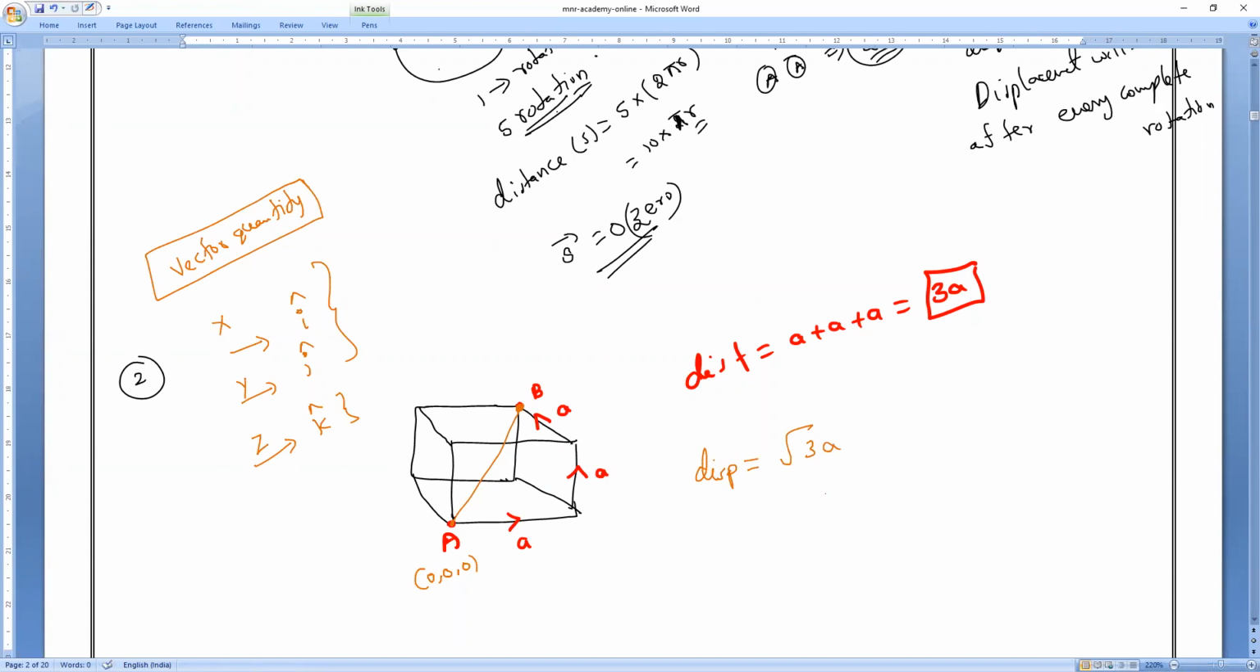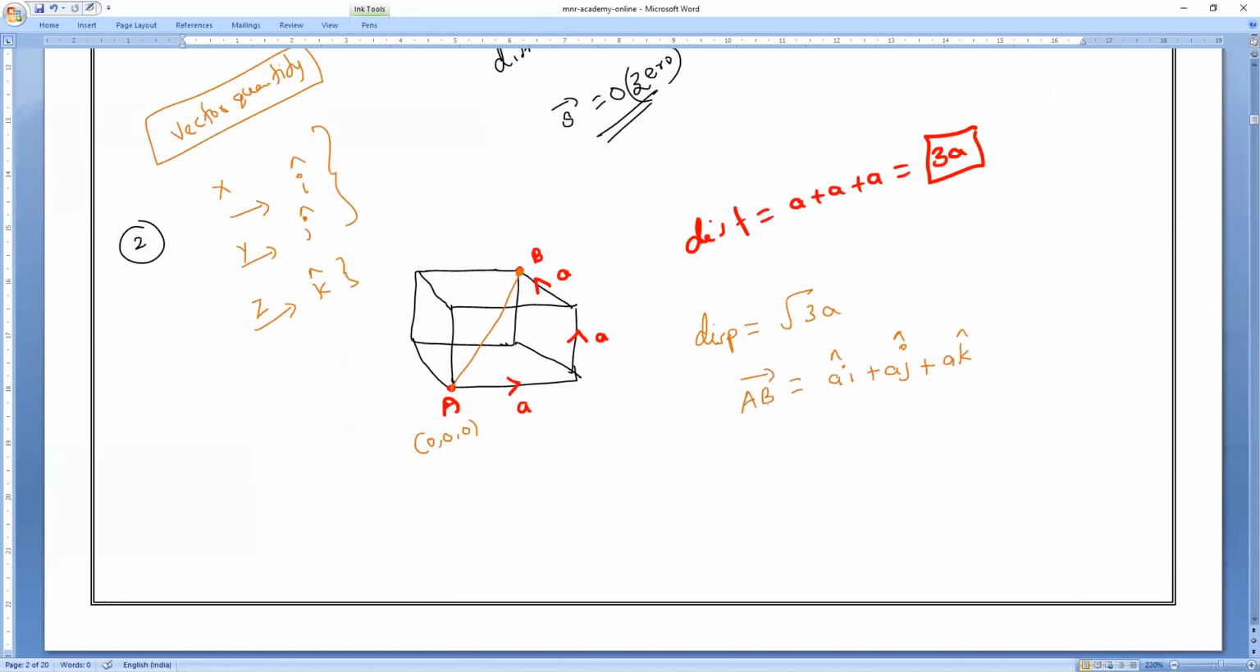root 3a. Sir, how sir? It will come like a magnitude. So the magnitude of this one, I will take AB. AB displacement is equal to the x-axis, a i cap, plus the y-axis, again a j cap, because all sides are equal, plus the z-axis, a k cap. If I take the magnitude of this one, that is how I will get the displacement.